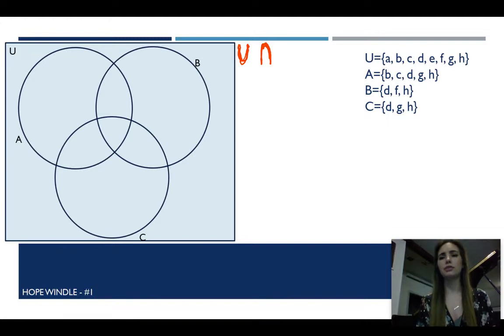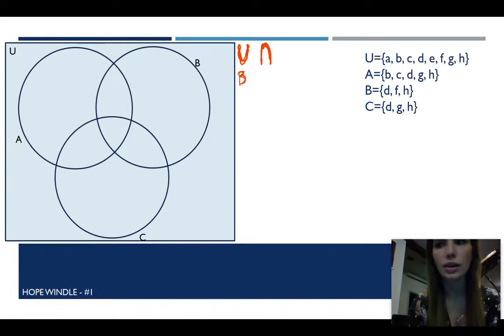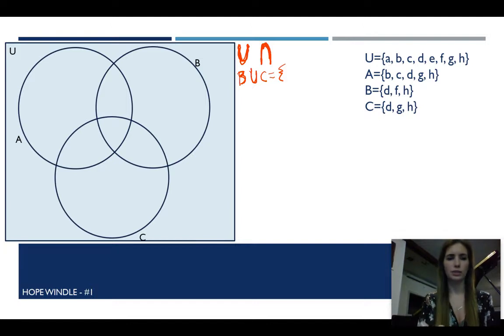First, let's try to figure out what is B union C. We're going to open a bracket, and we're going to see what union is B and C. Well, first, let's go ahead and fill out our Venn diagram. That's going to help us out a lot. So we're going to look through here and see what do these sets have in common? Which elements are they in common?